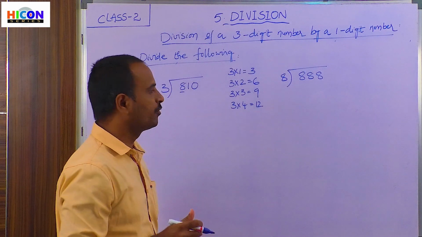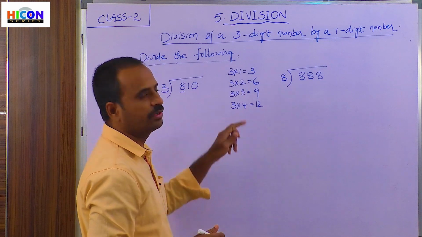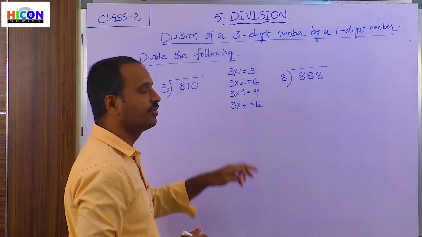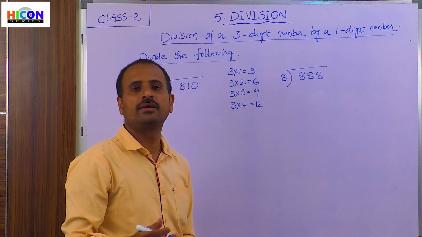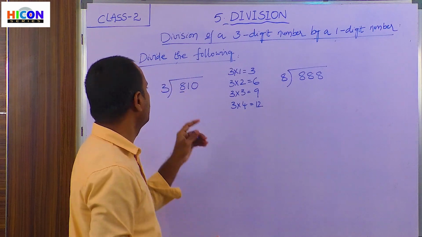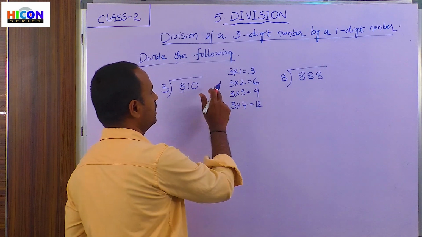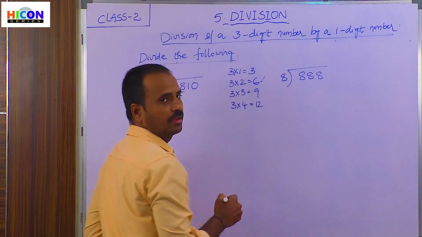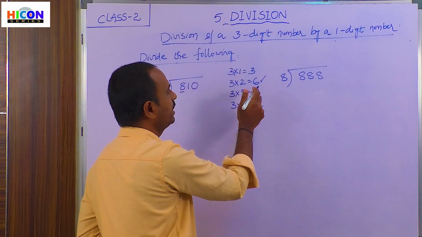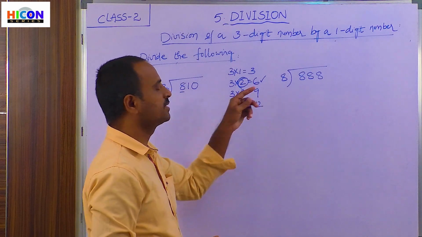So children, in this way, if you observe the third table, we did not get the number 8 in the third table. If we did not get the number 8 in the third table, then what do we have to do? You have to take the number which is just less than 8. What is the number which is just less than 8 in the table? The number just less than 8 is 6. So we have to take this one. And how many times do we have to take to get 6? We have to take 2 times to get the number 6.